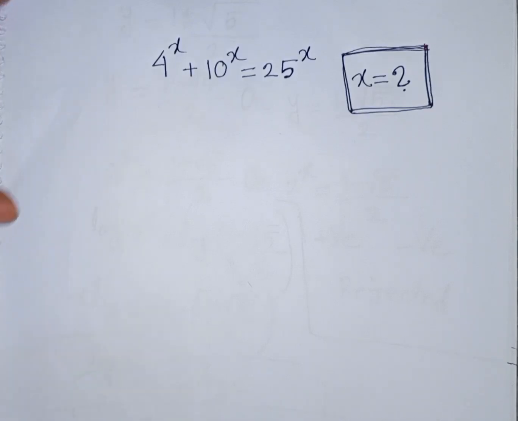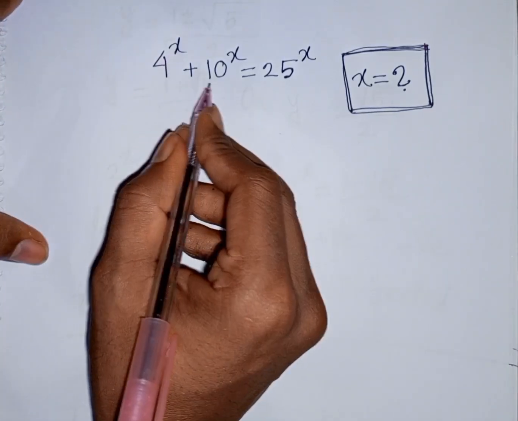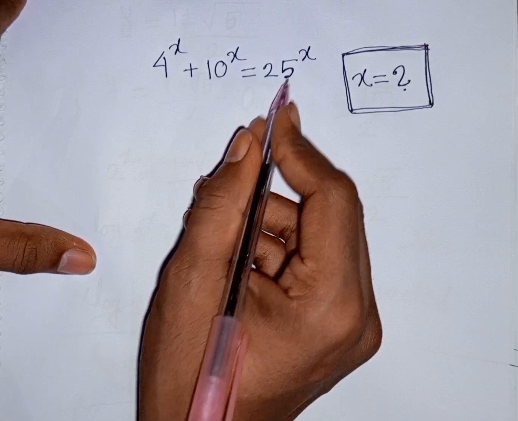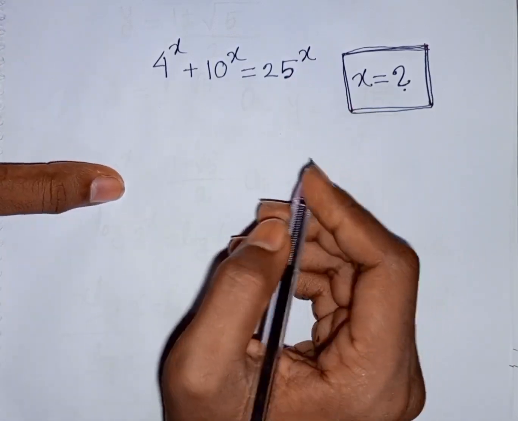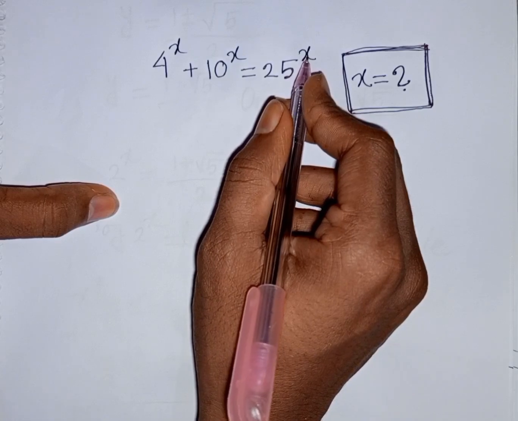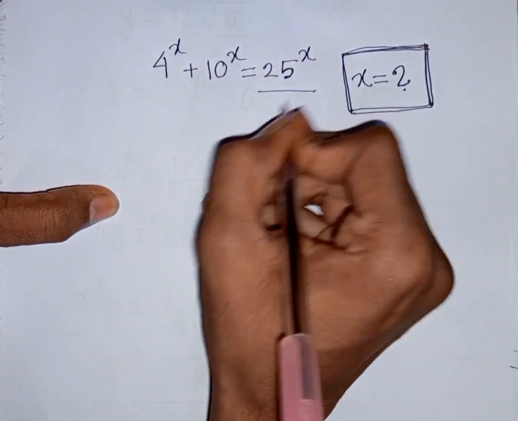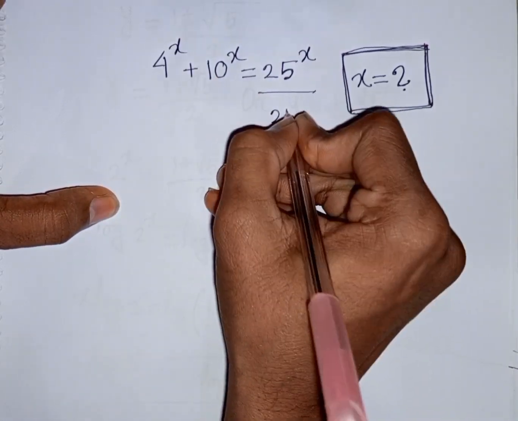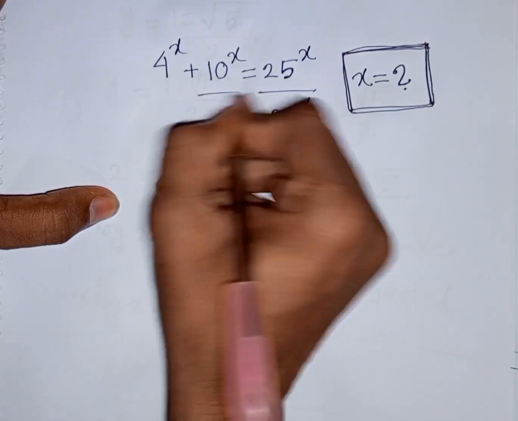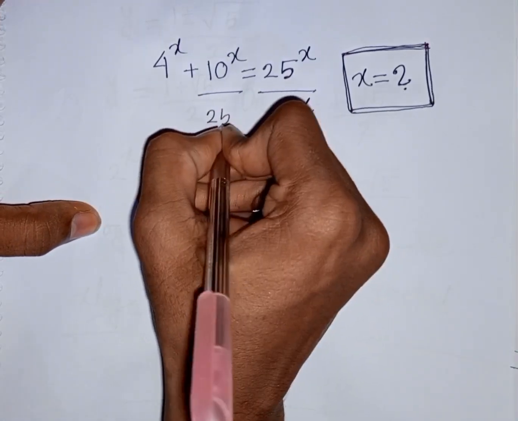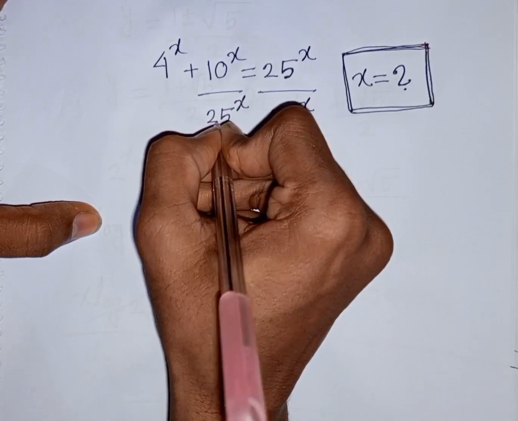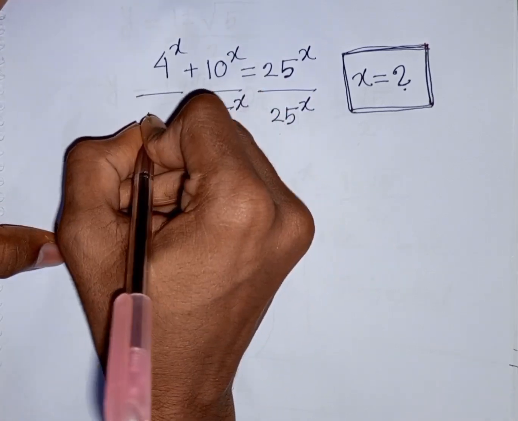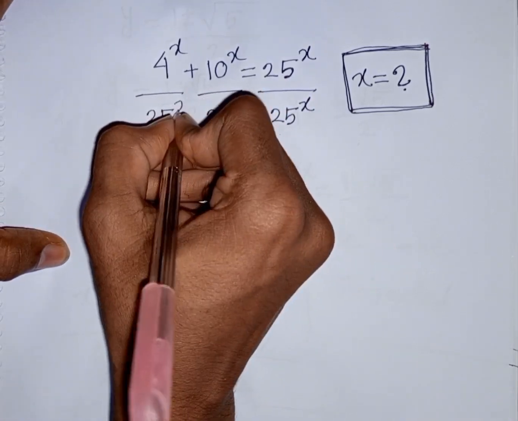How to solve 4 power x plus 10 power x is equal to 25 power x. Find the value of x. So at first we divide by 25 power x on both sides.